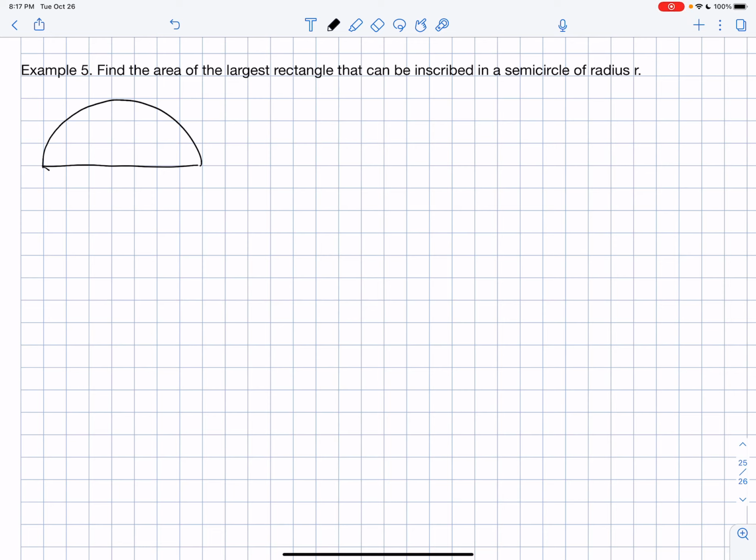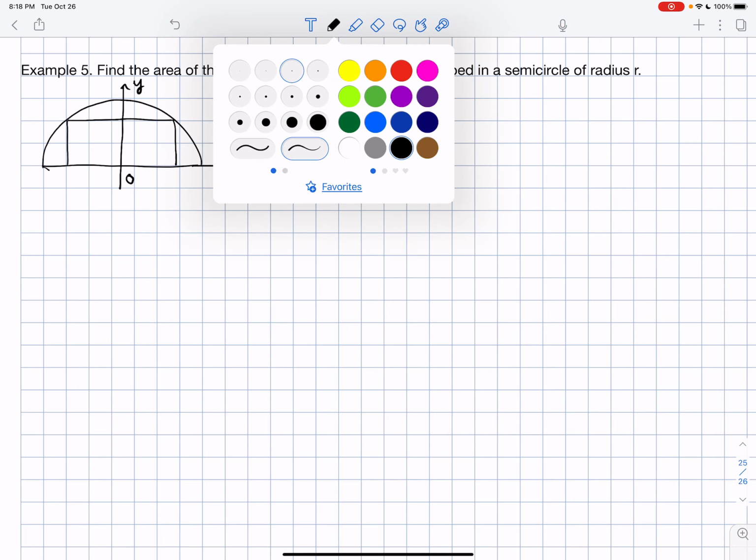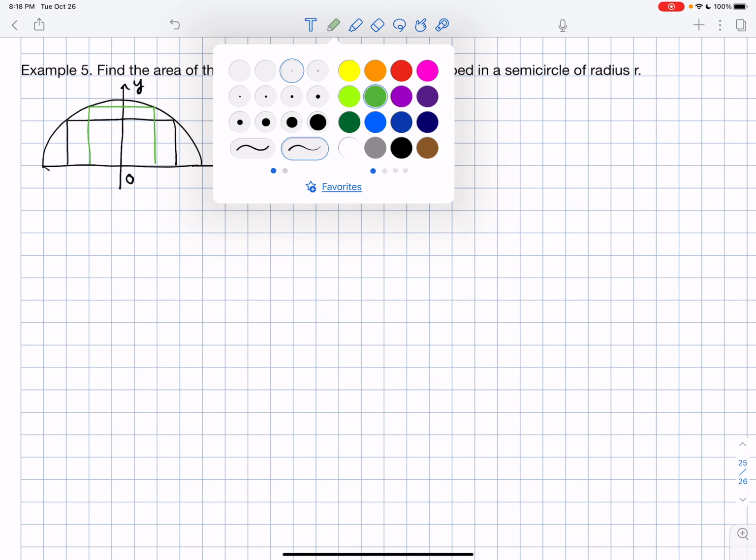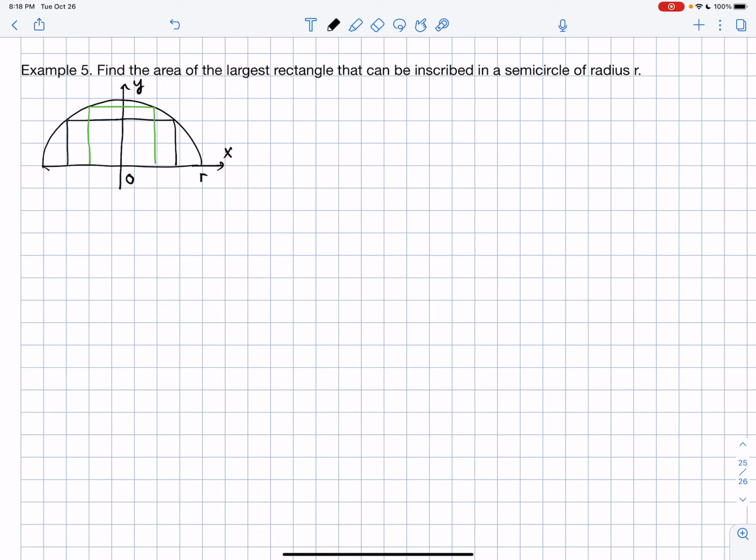Example number 5. Find the area of the largest rectangle that can be inscribed in a semicircle of radius r. So we have a semicircle, and let's choose the circle so that it has its center at 0. This is y and this is x. Assume that this is a rectangle. We may have another rectangle like this also, right? Notice that the radius r of the circle does not change, so it is a constant.